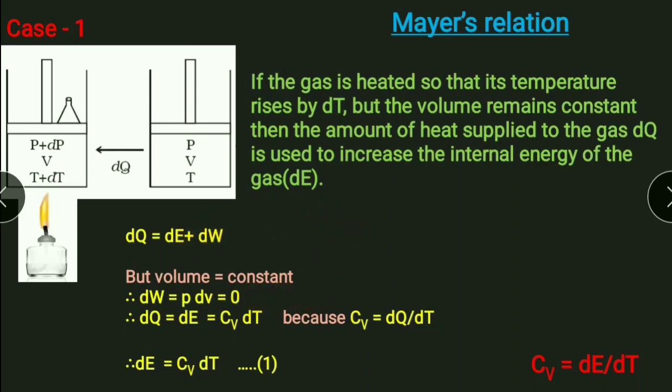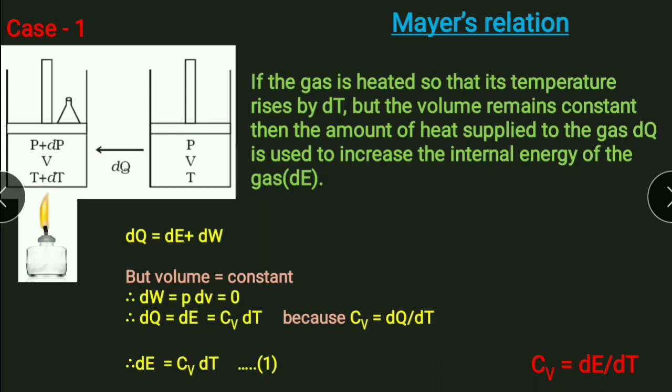Now substitute this value in this equation. So the first law of thermodynamics becomes dq is equal to dE. Now we know that specific heat at constant volume is equal to dq upon dt. Here n is equal to 1, meaning this is true only for 1 mole of a gas. Cv is molar specific heat at constant volume, dq is change in heat, and dt is change in temperature. So Cv is equal to dq upon dt for 1 mole of a gas.